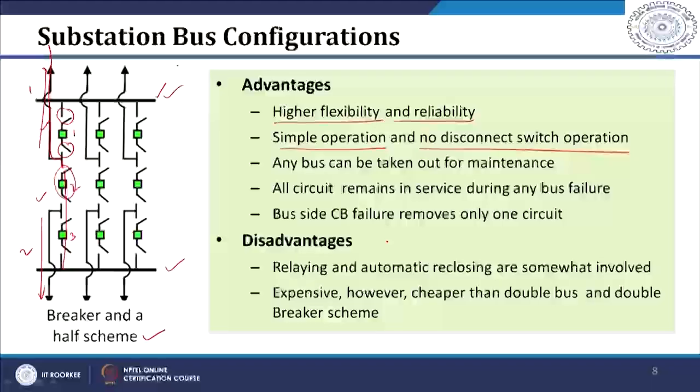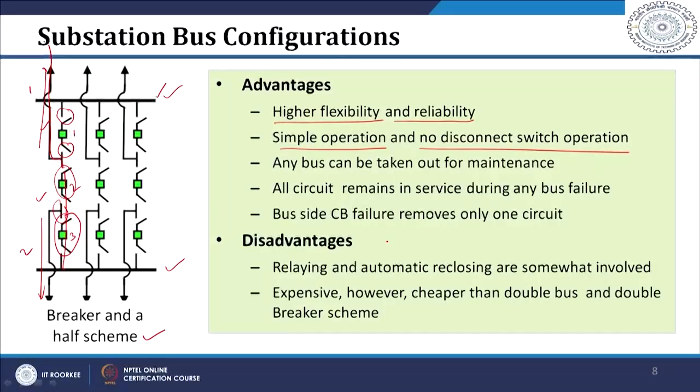Bus side CB failure removes only one circuit. Whenever there is a failure of a bus side circuit breaker, it will remove only one circuit, because the other circuit will remain in service.